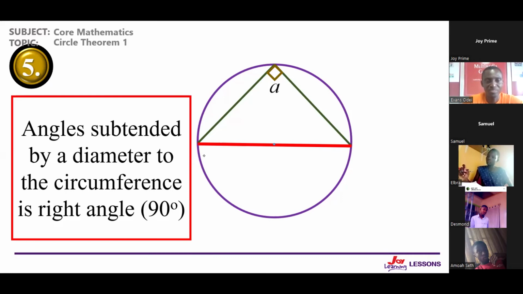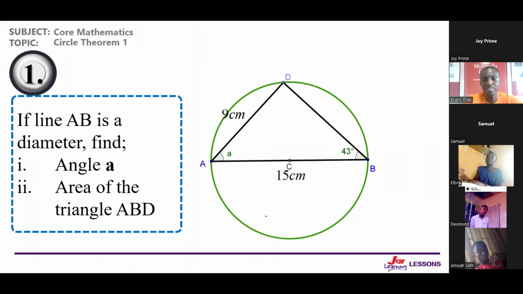Okay, so what we are trying to do, let's go. What we are saying is that even if I draw the line from here and I draw from that end of the diameter, we still get 90 degrees. That's what we are trying to say. So the angle subtended by a diameter to the circumference is always a right angle. Great. So if that is true, we can use that idea to solve this question.